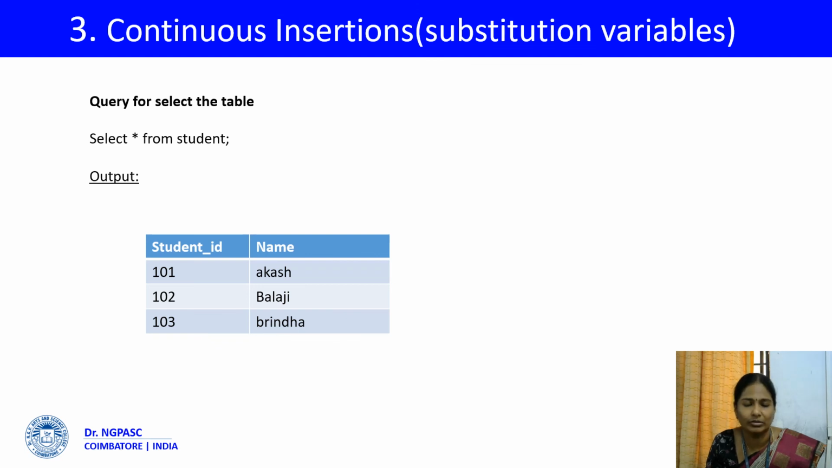After inserting all the values, if you want to view them, use the select query to view the table with student ID and name. How many records did you insert before? 3 records. So the table shows the 3 records.